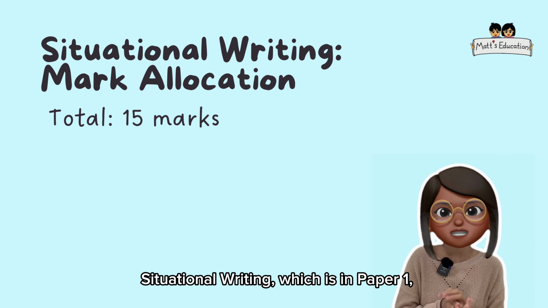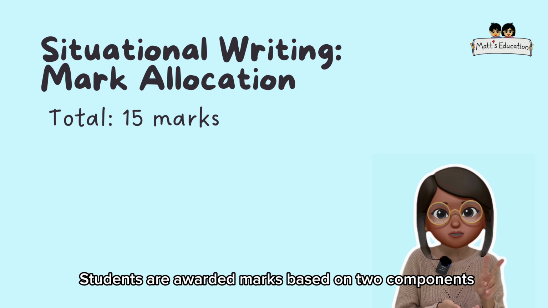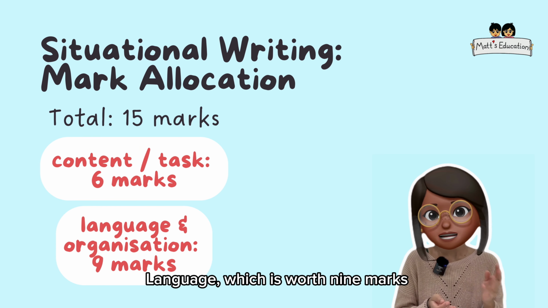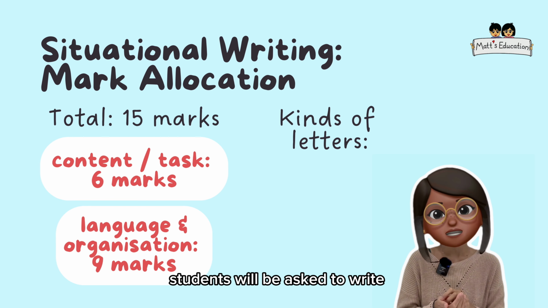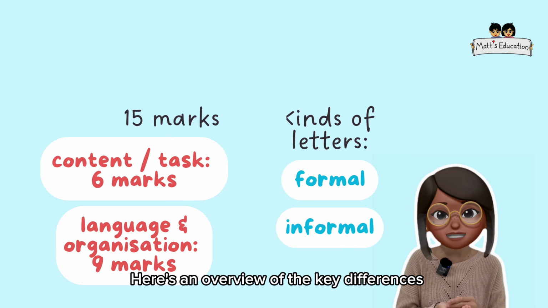Situational writing, which is in Paper 1, is worth a total of 15 marks. Students are awarded marks based on two components: task, for which they have 6 marks, and language, which is worth 9 marks. There are also two kinds of letters students will be asked to write: formal and informal. Here's an overview of the key differences.